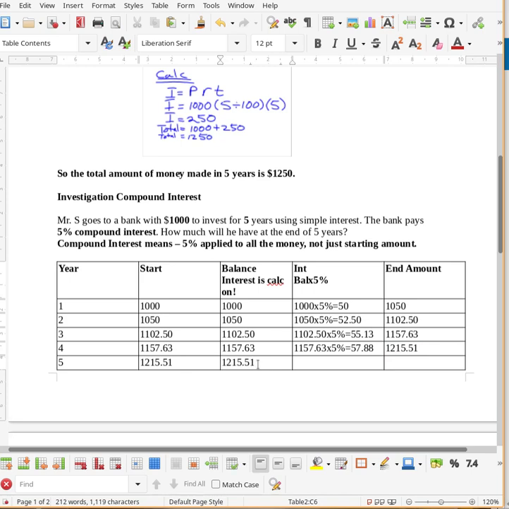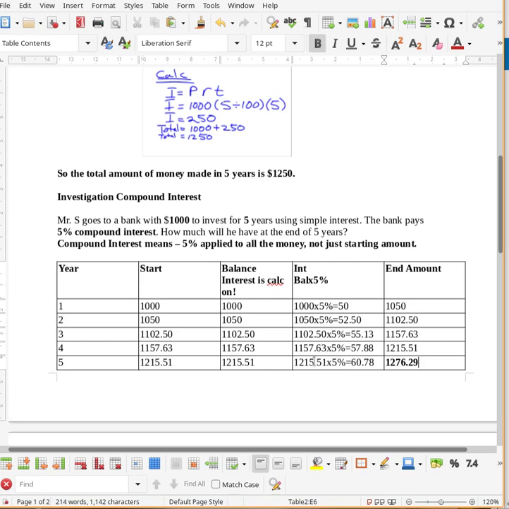1,215.51. We copy that number over, right? Remember, compound interest means we're going to take the 5% and we're always going to apply it to the entire balance, not just the principal. So now we multiply that number through again times 5%, and that gives us 60.78, which gives us a total amount of $1,276.20.